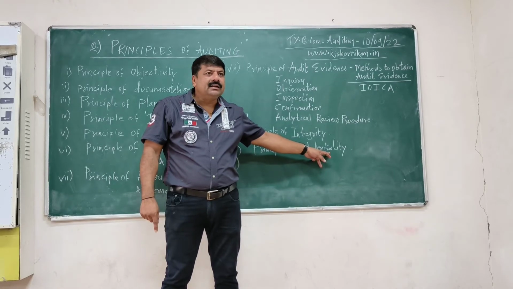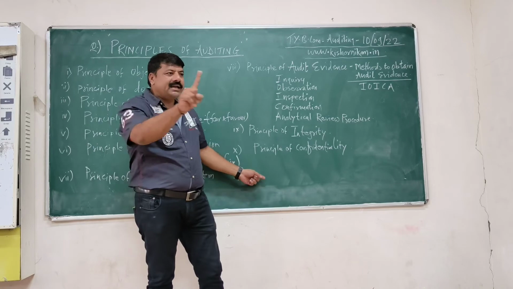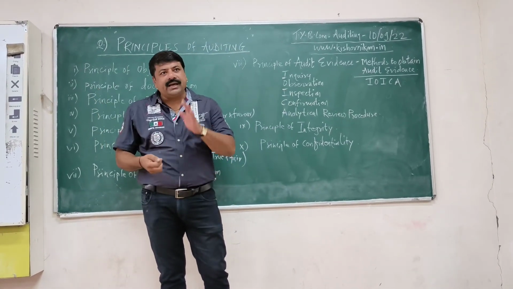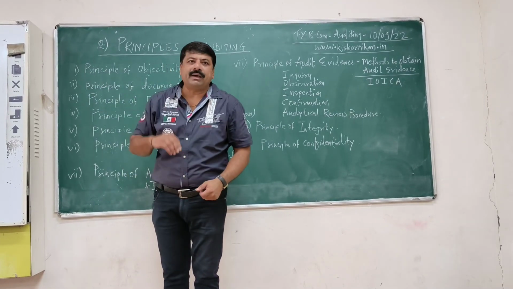And lastly, principle of confidentiality. What is confidentiality? He shall keep the secret information. One auditor can be appointed at 20 companies maximum. 20 company ka ek auditor hai. Usko yahan se nikal ke wahan ja ke batana nahi hai. Us company mein kaise fraud ho raha hai.